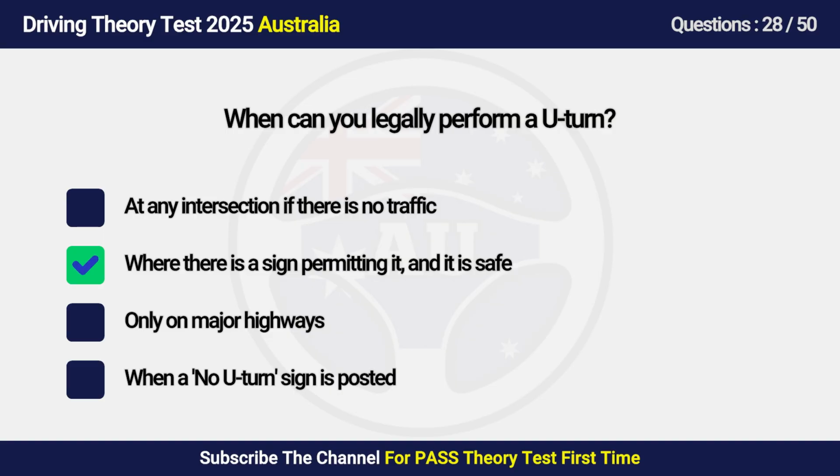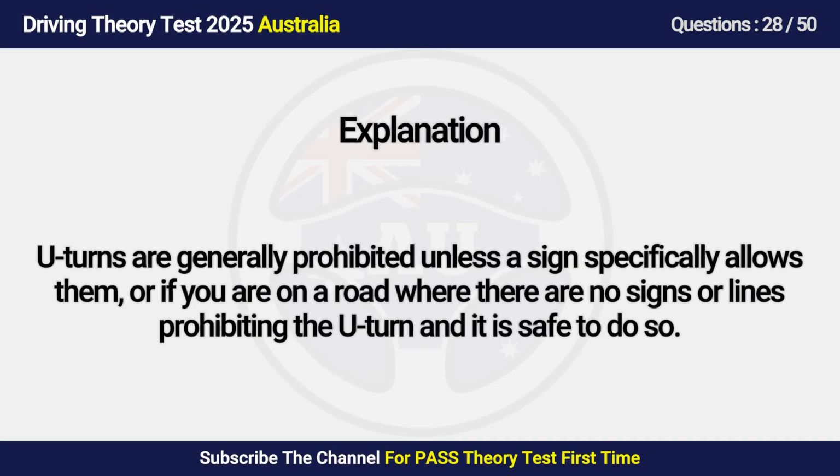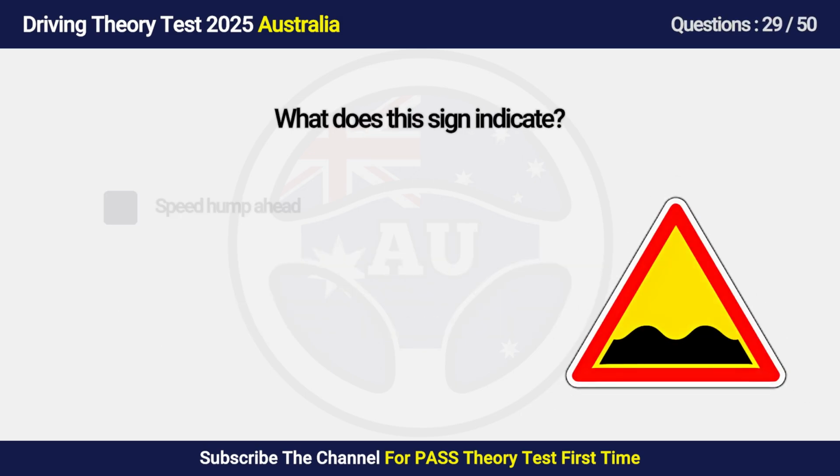Answer is B. Where there is a sign permitting it and it is safe. U-turns are generally prohibited unless a sign specifically allows them, or if you are on a road where there are no signs or lines prohibiting the U-turn, and it is safe to do so. Question 29. What does this sign indicate?